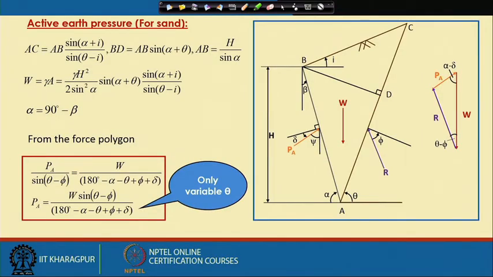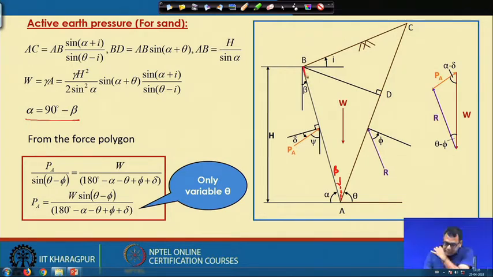Now, first we will consider the active case, and then we will consider the passive case. This is the wall, and as I mentioned, now the wall can be inclined also. Here this wall makes an angle alpha with the horizontal and an angle beta with the vertical, so alpha will be 90 minus beta. This is the wall surface which is no longer vertical, and this is the backfill surface which can also be inclined, and this is the failure wedge. This is the planar failure surface.